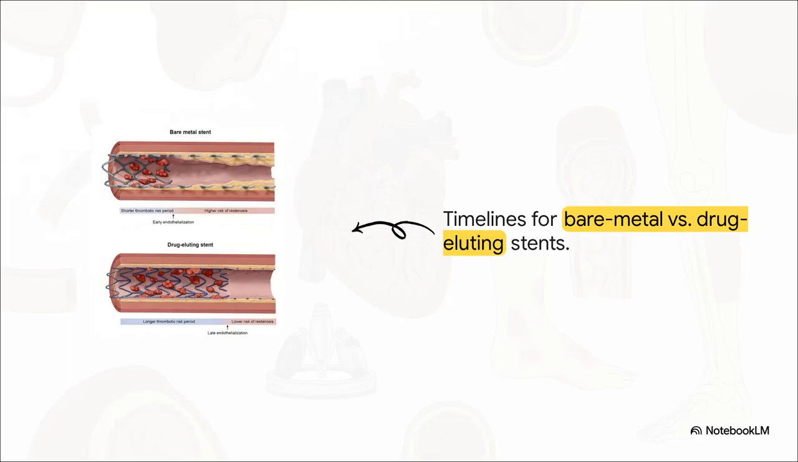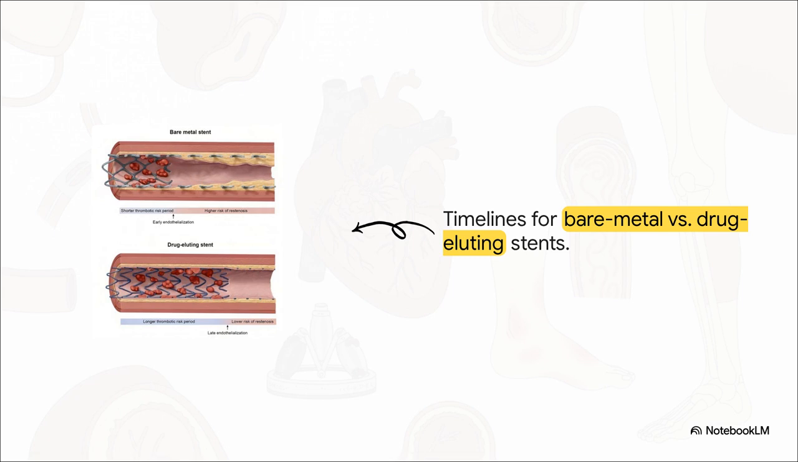The structural reason behind this thrombosis risk really comes down to the type of stent. Bare metal stents undergo what we call early endothelialization. This means the patient's native cells cover the metal pretty quickly. That gives you a shorter thrombotic risk period, but a higher risk of future restenosis.